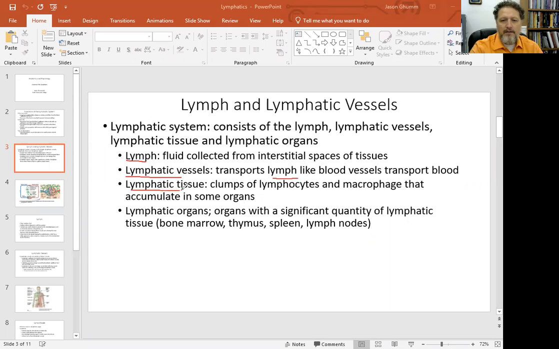You have lymphatic tissues, where you have clumps of lymphocytes and macrophages. The best example would be your tonsils. We have lots of lymphocytes and macrophages there. So as we take things into our mouth, they're exposed there and can protect us from infection or prime our immune system. And then we have other lymph organs, like the bone marrow, where blood cells are made, the thymus, spleen, and lymph nodes.